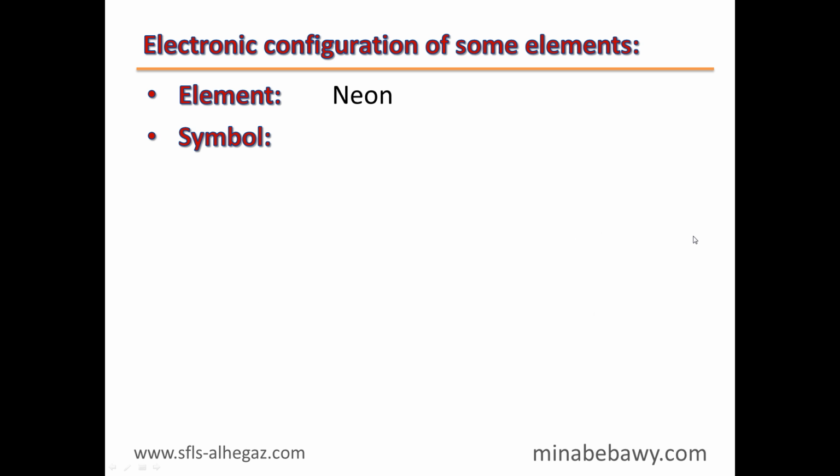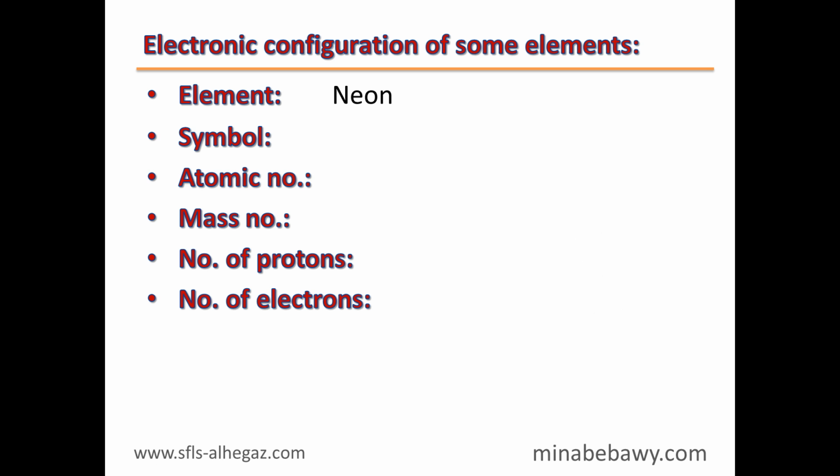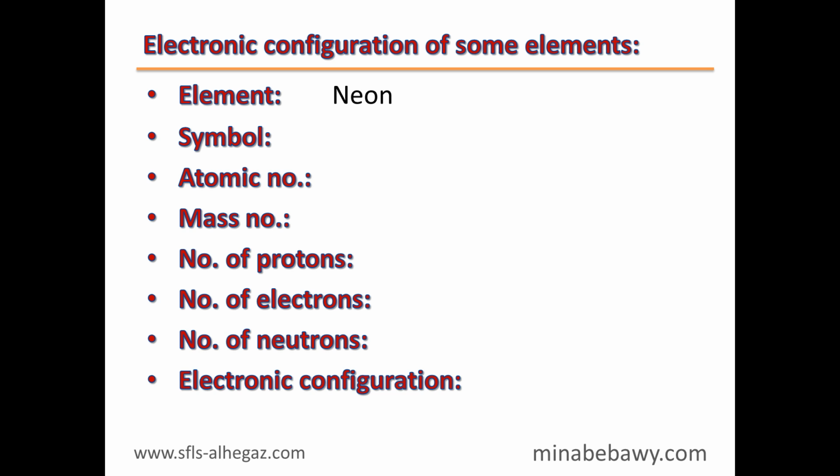The next element is neon. The symbol of neon is Ne. Its atomic number equals 10. Its mass number equals 20. The number of protons is 10. Number of electrons is 10. Number of neutrons equals mass number minus atomic number, 20 minus 10 equals 10.